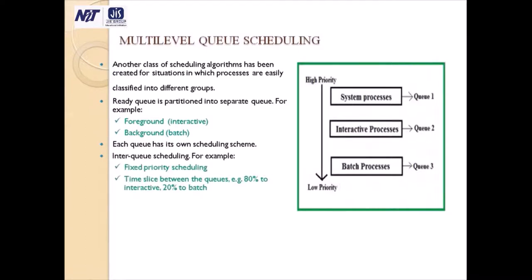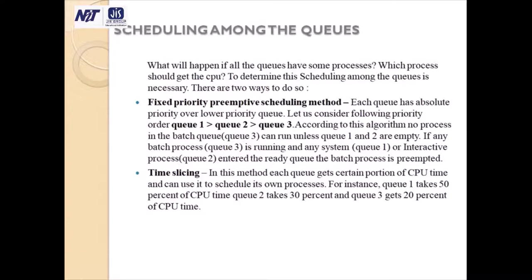Inter-queue scheduling is also there. For example, fixed priority scheduling and time slicing between the queues, like 80% for interactive and 20% for batch. What will happen if all the queues have some processes? Which process should get the CPU? To determine this, scheduling among the queues is necessary. Therefore, we use the fixed priority preemptive scheduling method, where each queue has absolute priority.